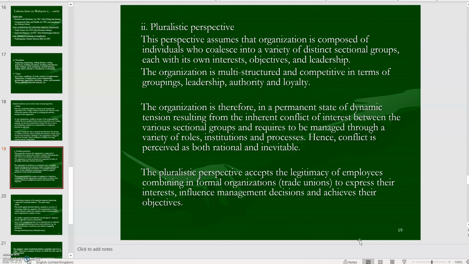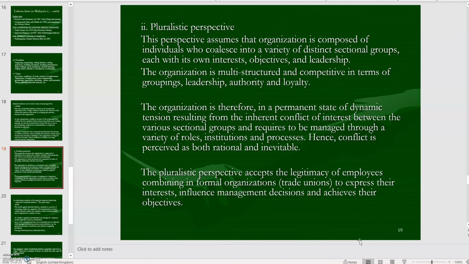This results from inherent conflict of interest between various sectional groups, and because the organization is big, there are many groups. So intergroup conflicts are the most difficult to resolve. Okay, so it has to be managed through a variety of institutions, for instance, collective bargaining, a grievance procedure, and processes and regulations, disciplinary, and hence conflict is perceived as both rational and inevitable.